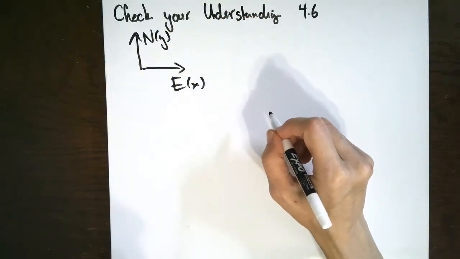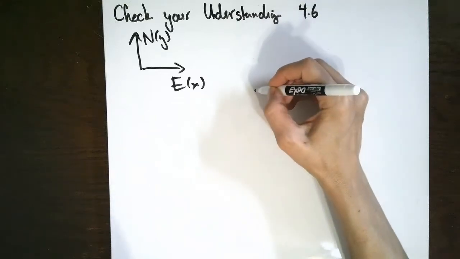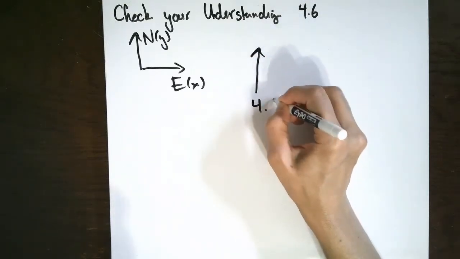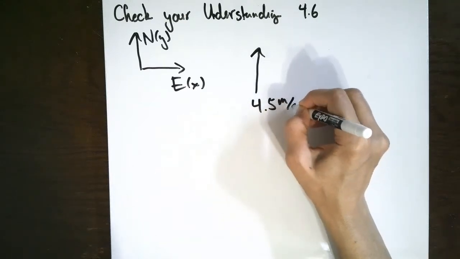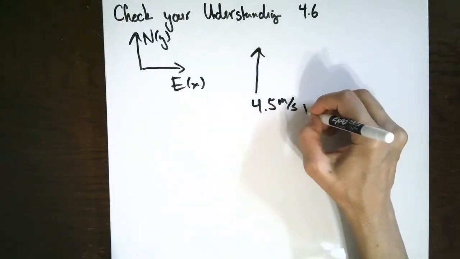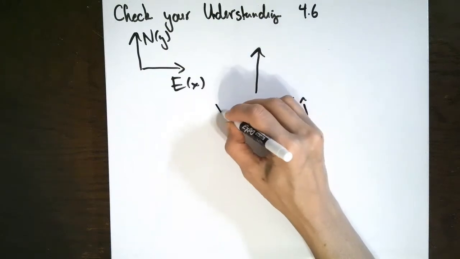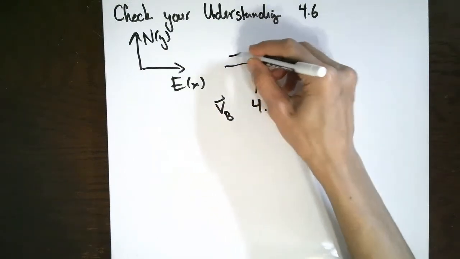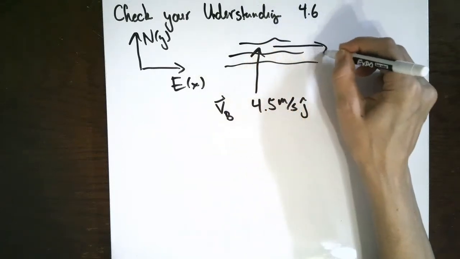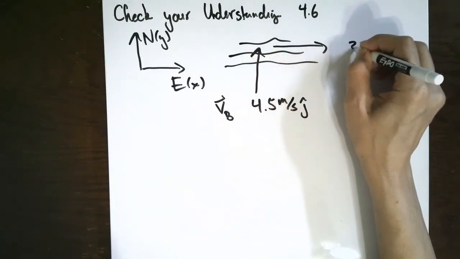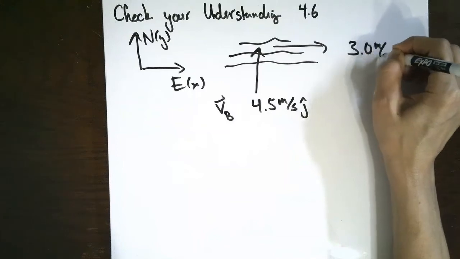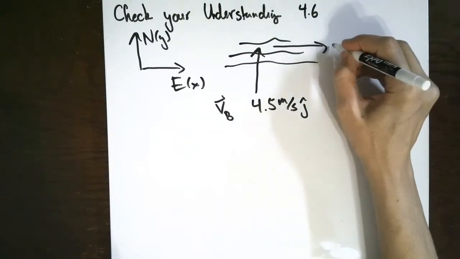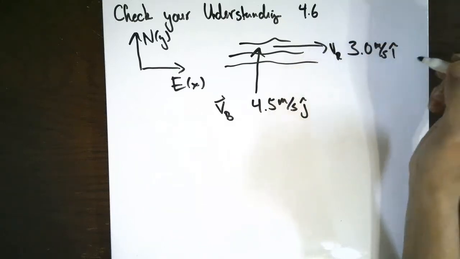So we've got a boat heading north in still water, and it would be going 4.5 meters per second to the north. So that would be j hat, and that's the velocity of the boat. It hits a river, and the river is flowing east at 3 meters per second. East is i hat, the X direction. So that's the velocity of the river.